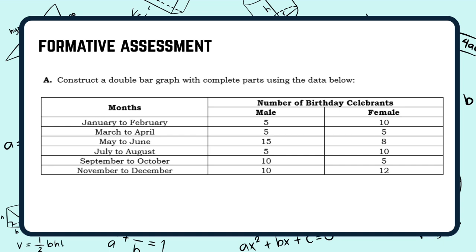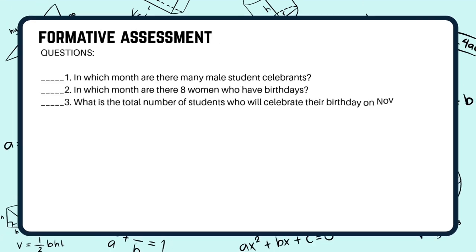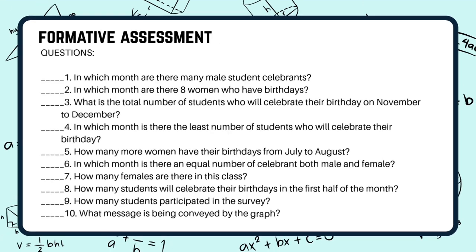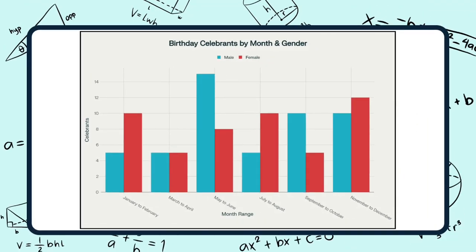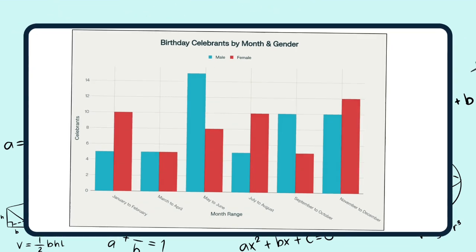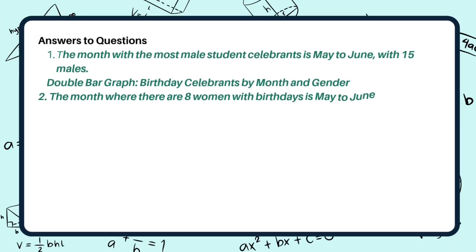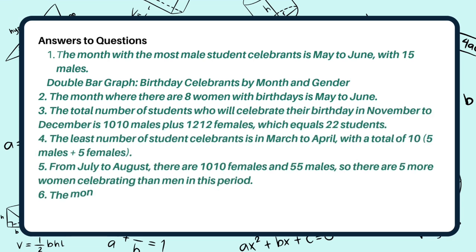So construct a double bar graph with complete parts using the data. So number of birthday celebrants for the months of January to February, March to April, May to June, July to August, September to October, and November to December. So the two groups, you have the male and female. And of course, you have your questions. Of course, I'm going to help you and give you the answer. Okay, so we have the answers to the question.